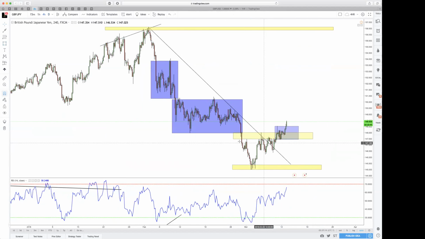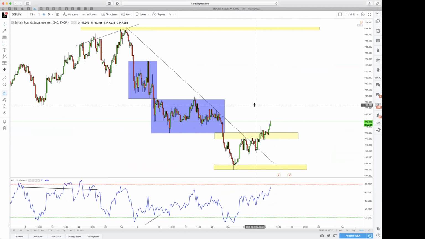Yeah, see. So that's the resistance of a W. It needs to respect that, but it hasn't. So I'm not gonna trade this. I'm not gonna trade the V bottoms. I'm just gonna trade the M's.